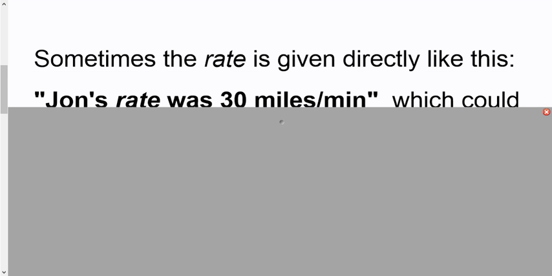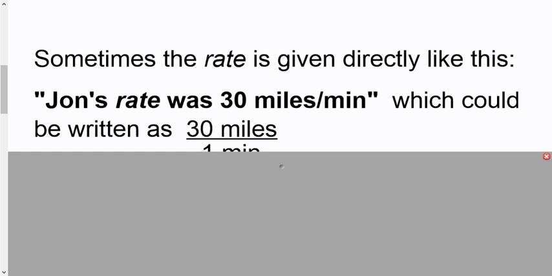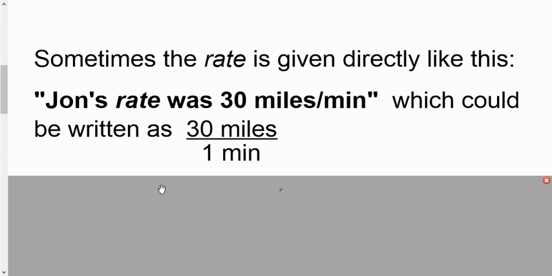Just know that you're going to have to use that rate to help you understand the relationship between two different numbers and units. Sometimes they're actually going to give you the rate. So for example, let's just say in a problem it said John's rate was 30 miles per minute. Well, you could actually rewrite this right here. Let me get a red pen here.